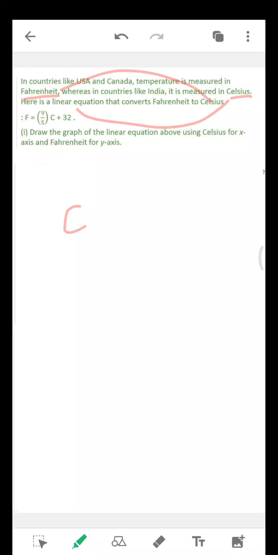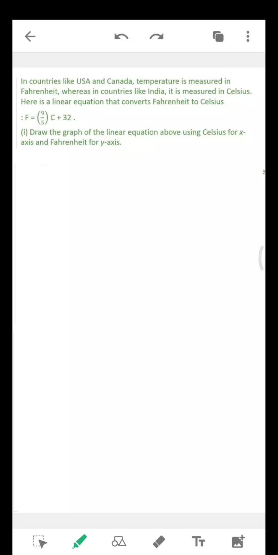Now we can convert Fahrenheit to Celsius, like we can convert meter to centimeter by multiplying by 100. We can convert Celsius temperature to Fahrenheit, or Fahrenheit to Celsius. For that we need a formula, which is also a linear equation. The relation between Fahrenheit and Celsius is represented by this linear equation in two variables: F is equal to 9 by 5 C plus 32, where F is temperature in Fahrenheit and C is temperature in Celsius. In the first bit he is asking you to draw the graph of the linear equation using Celsius for x-axis and Fahrenheit for y-axis.